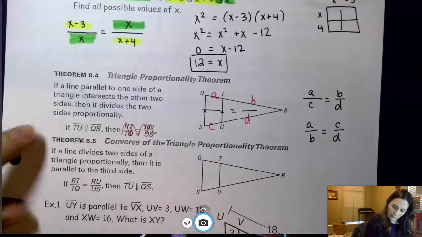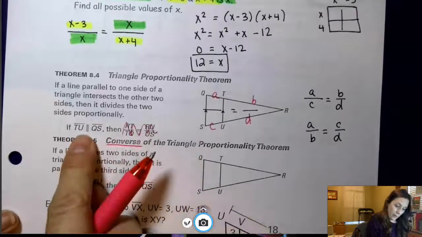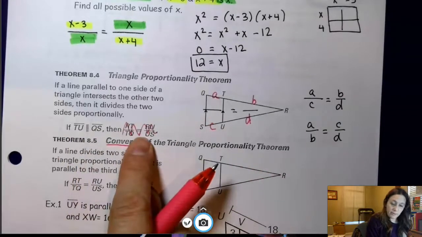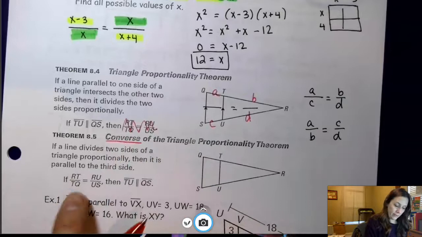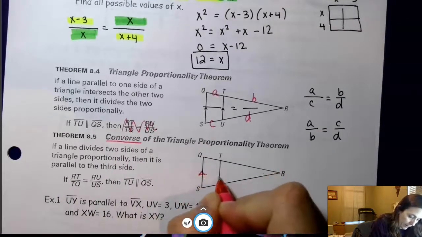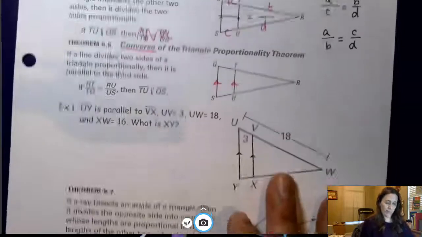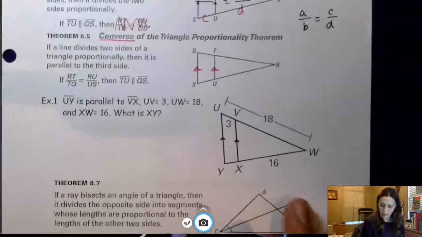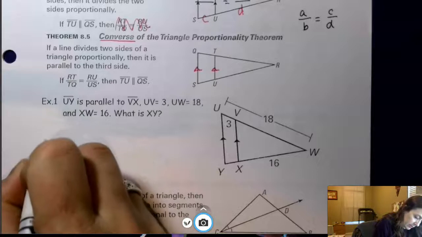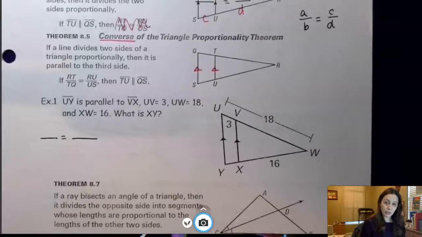So this is the converse. So here, if I know they're parallel, which they showed me here, then I know the segments are proportional. If I know the segments are proportional, now I know that the lines would have to be parallel. So the converse works. So looking at this, can you set up a proportion for this problem and solve? And I'm going to start with a proportion. Hopefully you can kind of see what you're looking at.